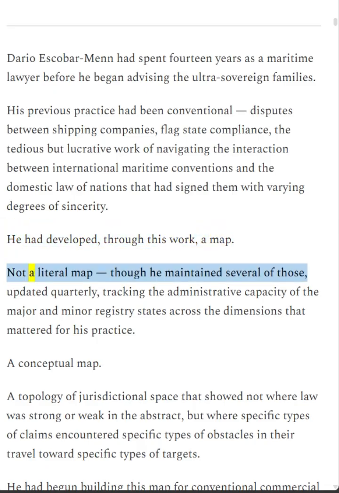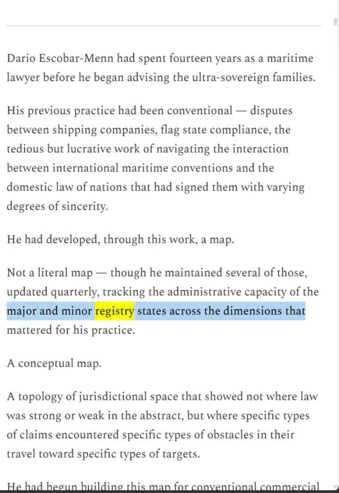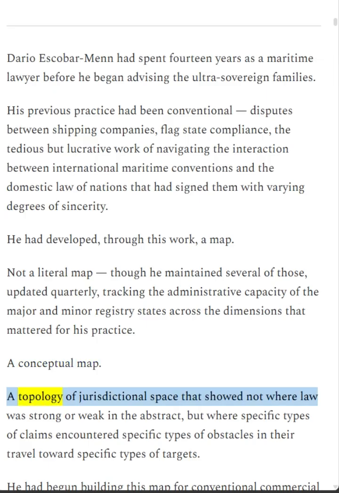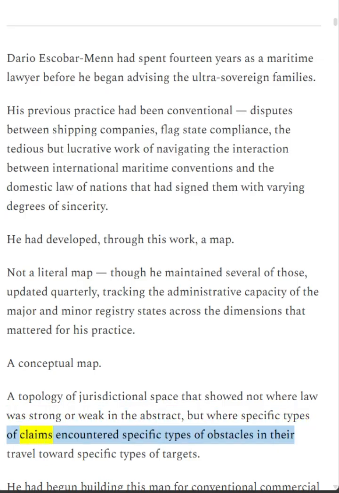Not a literal map, though he maintained several of those, updated quarterly, tracking the administrative capacity of the major and minor registry states across the dimensions that mattered for his practice. A conceptual map. A topology of jurisdictional space that showed not where law was strong or weak in the abstract, but where specific types of claims encountered specific types of obstacles in their travel toward specific types of targets.